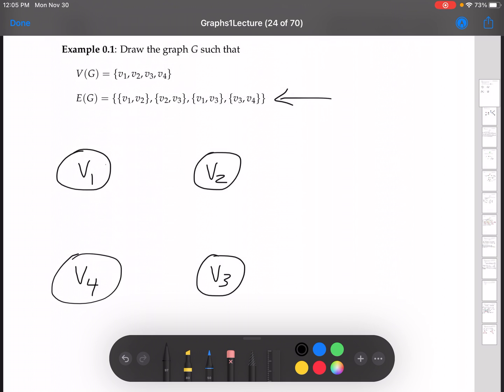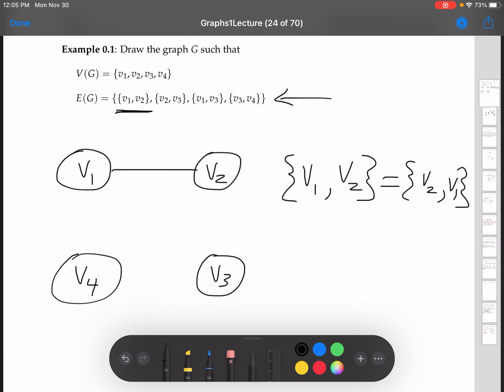Now notice that each of these edges is defined as a two-element subset of the vertex set. So here we have the two-element subset {V1, V2}, that is an edge. That is this edge. And I just want to mention that, as we know from set theory, the set containing V1, V2 is the same as the set containing V2, V1.